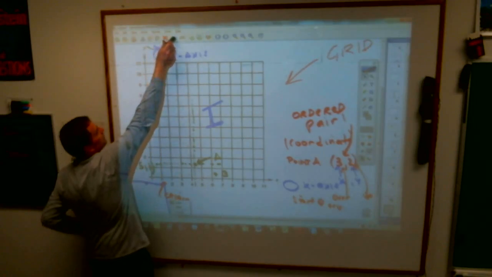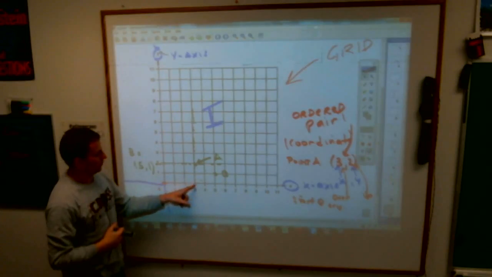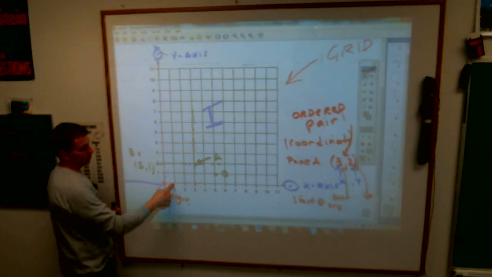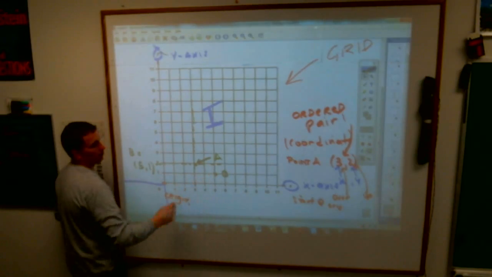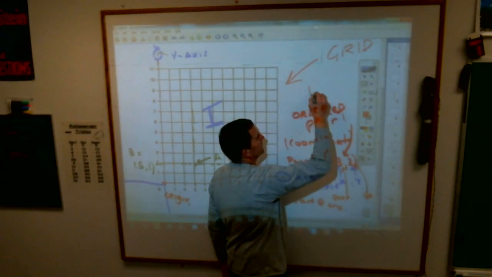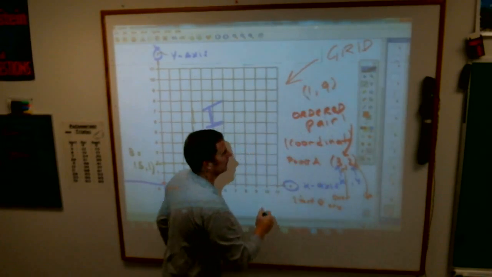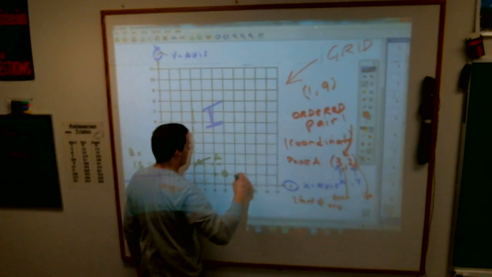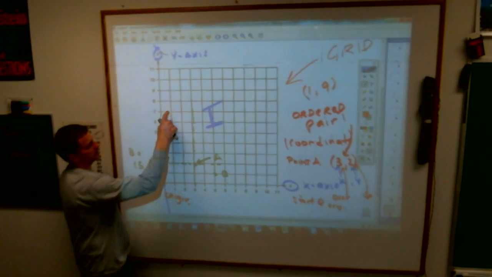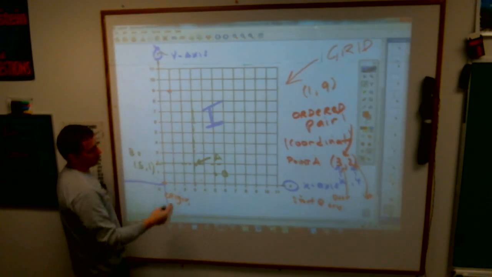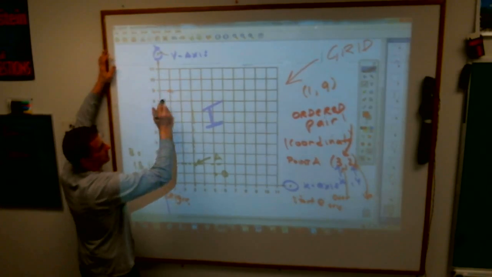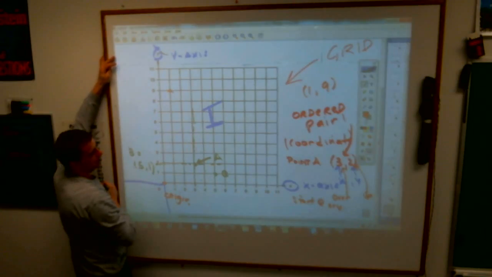My picture just moved down. 1, 2, 3 over, 2 up. Or this point here, 5 over, 1 up. 1, 2, 3, 4, 5 over, 1 up. Or if I had the point 1, 9, that is 1 over, 9 up. Start at the origin, 1 over, then 1, 2, 3, 4, 5, 6, 7, 8, 9 up. Or 1 on the x-axis where it crosses 9 on the y-axis. That's the point right there.